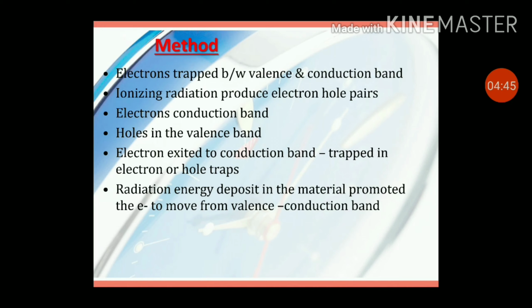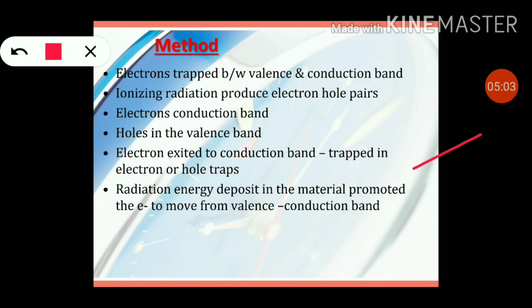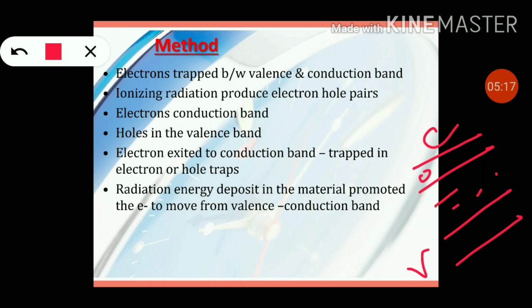The method makes use of electrons trapped between the valence and conduction band of a certain material. The ionizing radiation produces electron hole pairs. As you can see, this is the conduction band, this is the valence band, and this is the forbidden gap. Electron hole pairs means electrons in the conduction band and holes in the valence band.